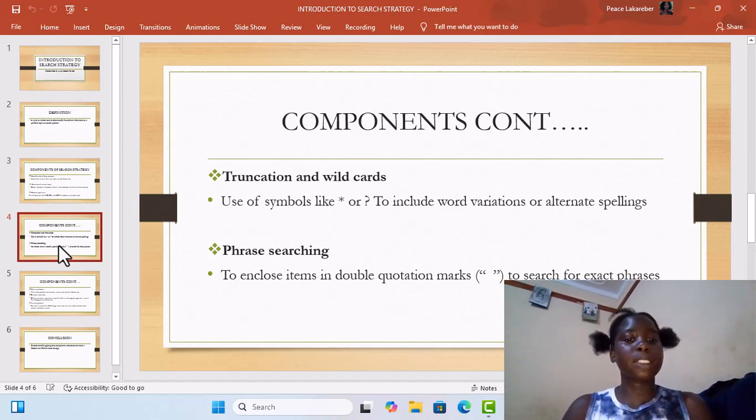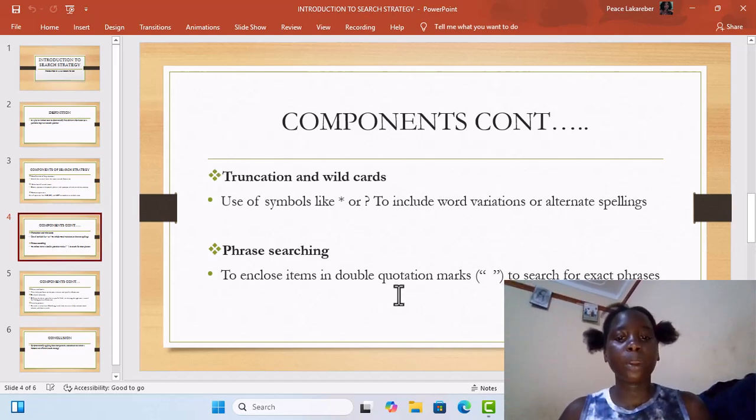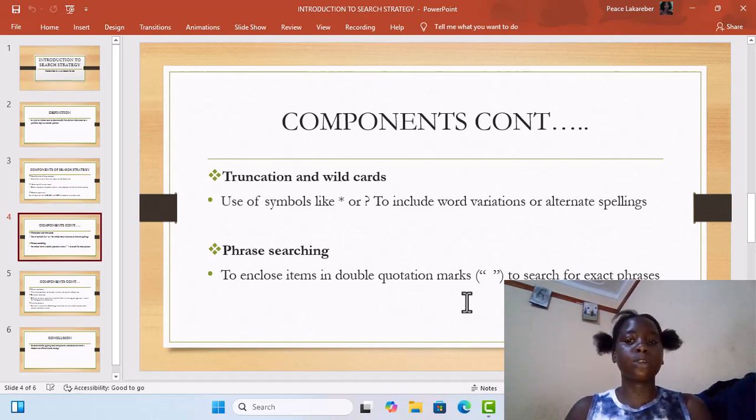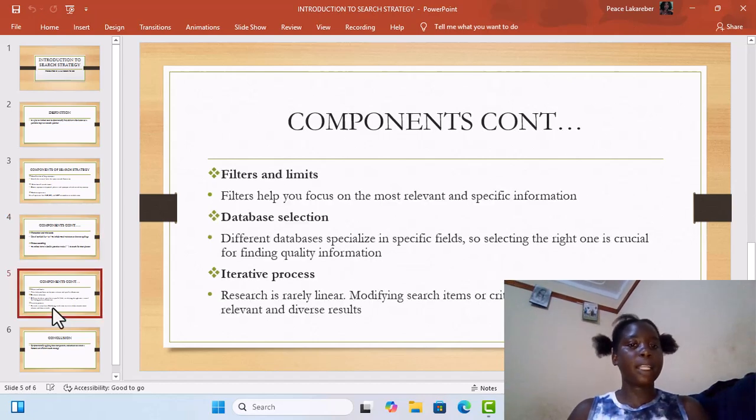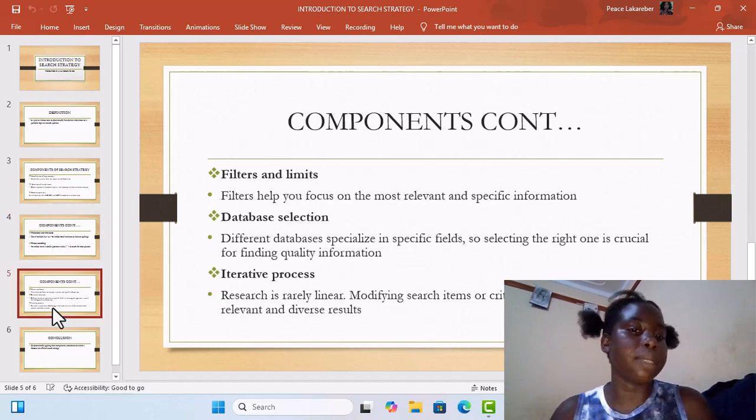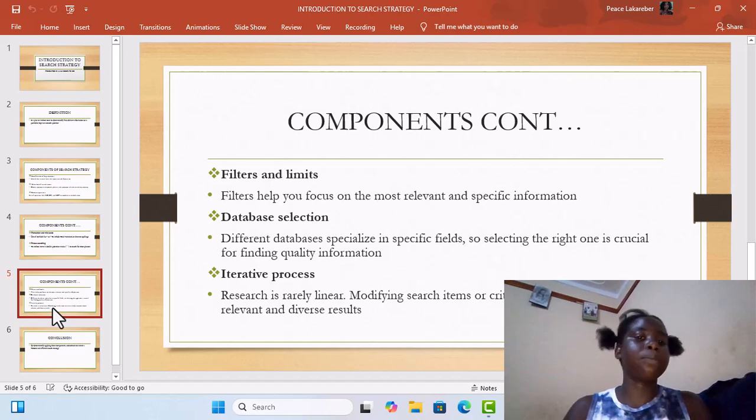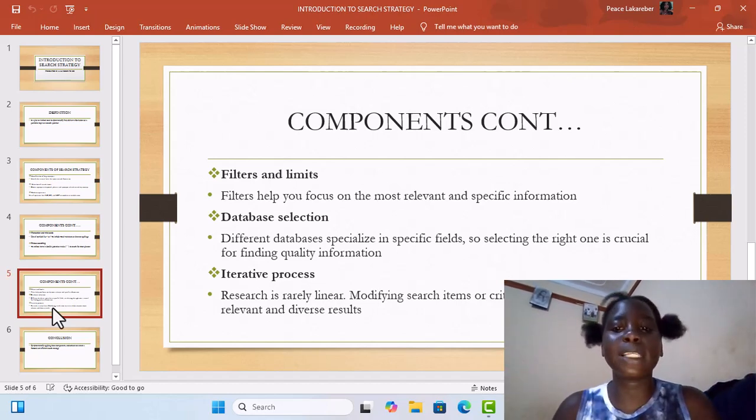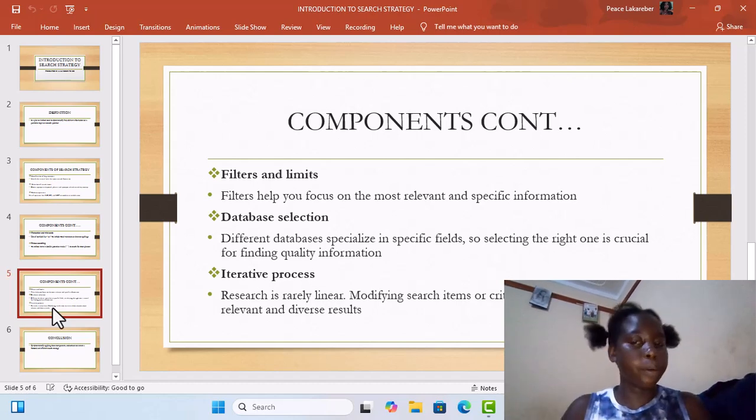Now phrase searching is simply to enclose items in double quotation marks, and this is used to search for exact phrases. And then the sixth one is filters and limits. Now filters and limits simply help a person to focus on the most relevant and specific information.